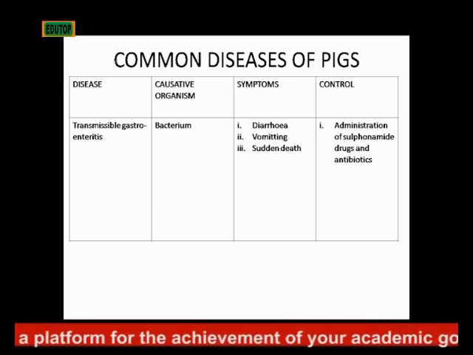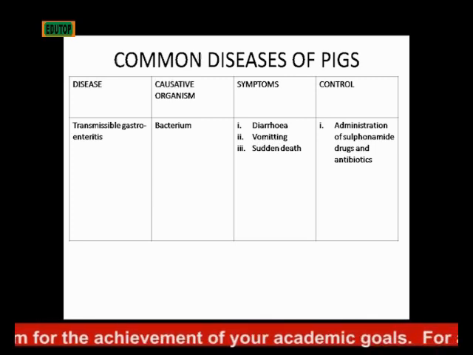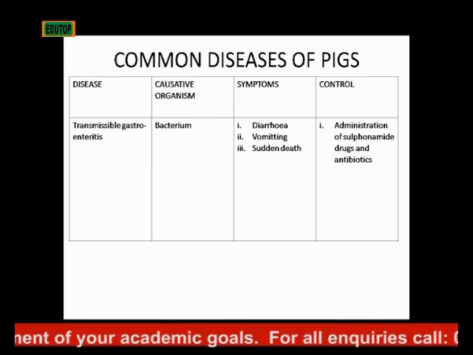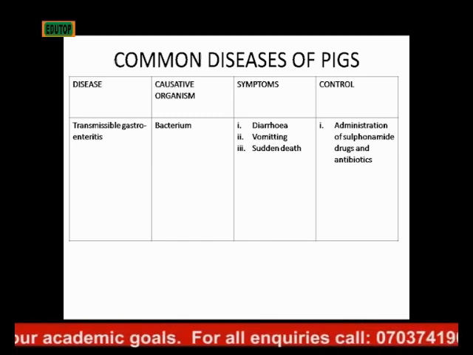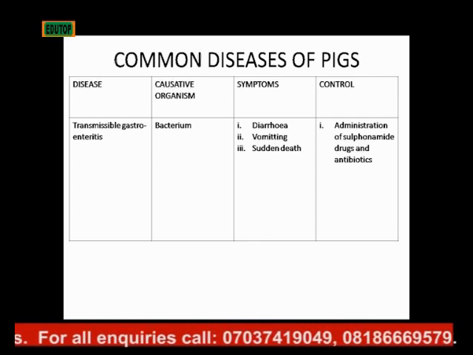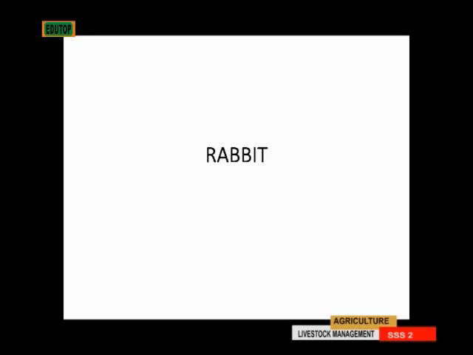So what do you do when you observe this? Still administer sulfonamide drugs, that's the sulfur-containing drugs, and antibiotics, such as we mentioned for the enteritis. So administer sulfur drugs and antibiotics. So that is all we'll be talking about on pigs. We are done with pigs now. Then we are moving on to talk about rabbits.